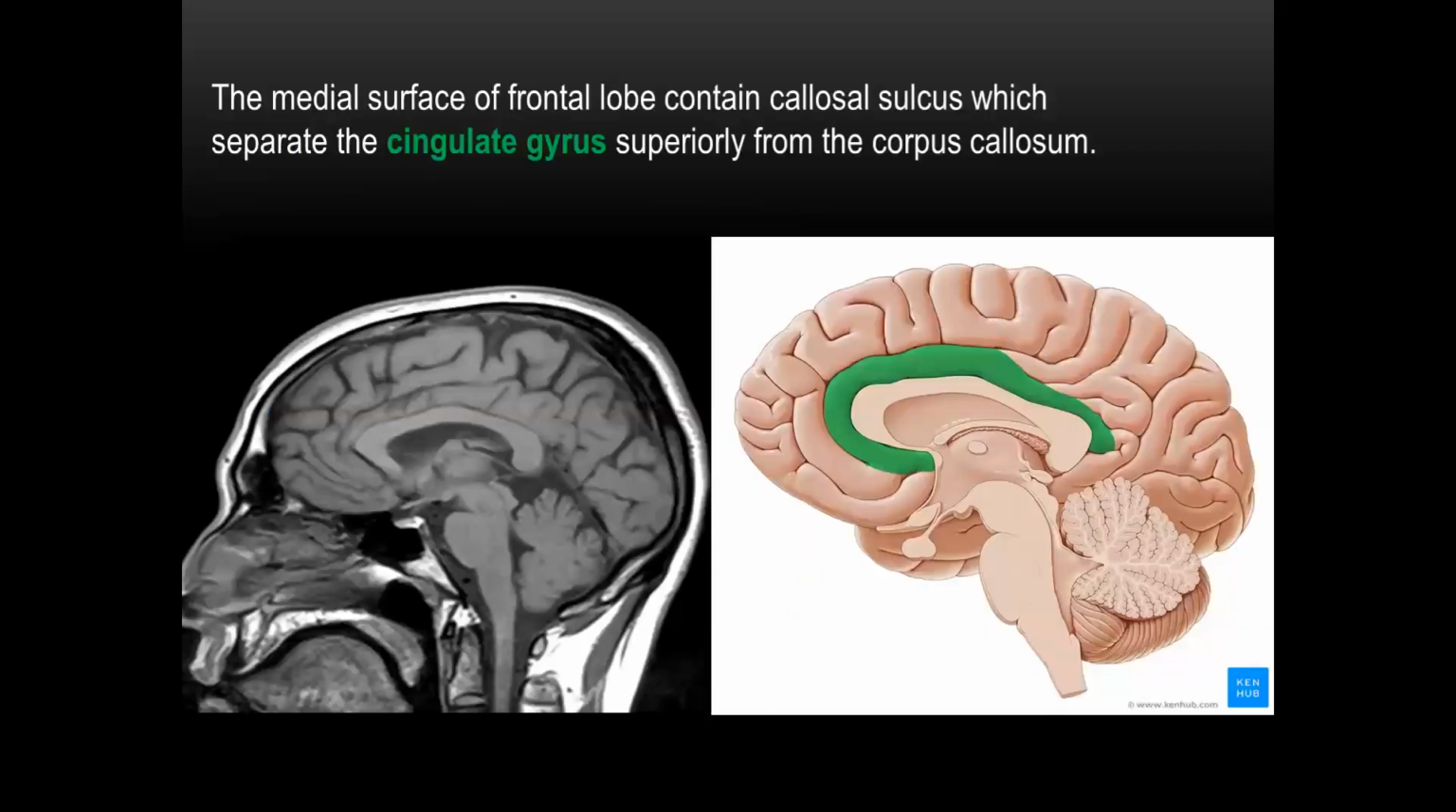On the medial aspect of the frontal lobe, above the corpus callosum, there is a sulcus called the callosal sulcus. Above this sulcus, the gyrus is called the cingulate gyrus, which is also part of the frontal lobe. Here is a sagittal section, MRI T1, showing the corpus callosum, the callosal sulcus, and above it the cingulate gyrus.